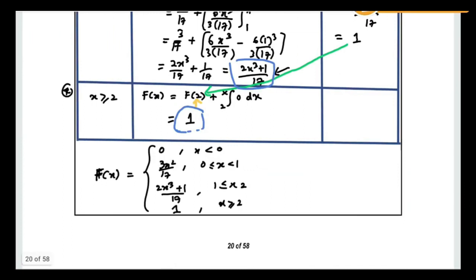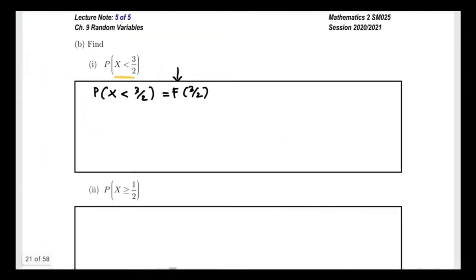So back to the answer here. 3 over 2 is 1.5. So 1.5 should be around here. This is 3 over 2. So that means we have to substitute the value of x, which is 3 over 2, into this function. Okay, we're going to substitute here. So here equals 2 times 3 over 2 squared plus 1 over 17. So that will give you 31 over 68.